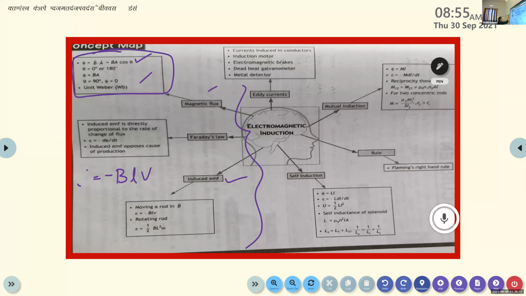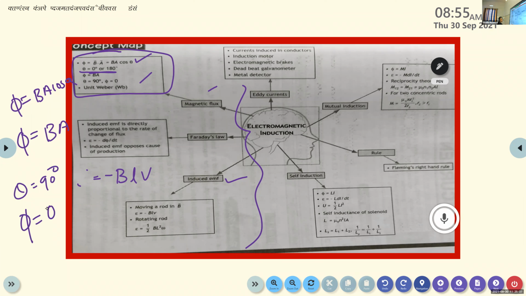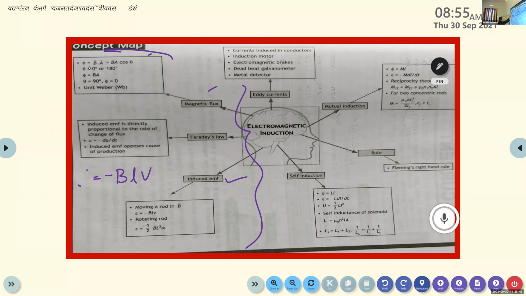Magnetic flux phi is equal to BA cos theta. This magnetic flux is maximum for theta equal to 0 degree or 180 degree. Then only we get phi is equal to BA. If theta is equal to 90 degree, the magnetic flux phi is equal to 0. This is the minimum value of the magnetic flux. Is it clear, Achyut? Yes, ma'am.